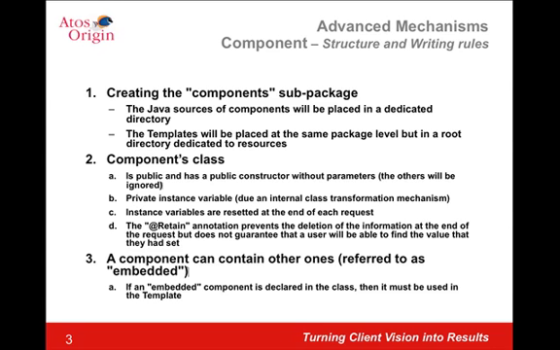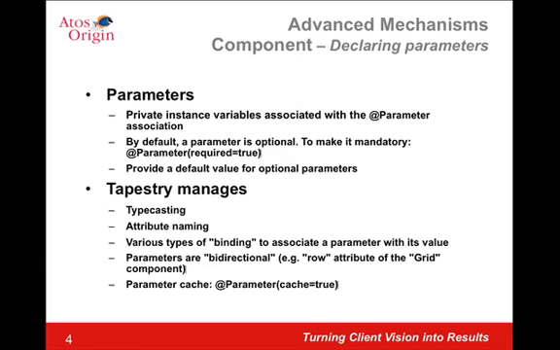A component may contain one or more other components. To declare a parameter, simply declare an attribute with the @Parameter annotation. This annotation can take additional parameters as required, indicating that the user must use this parameter when declaring this component in its template.